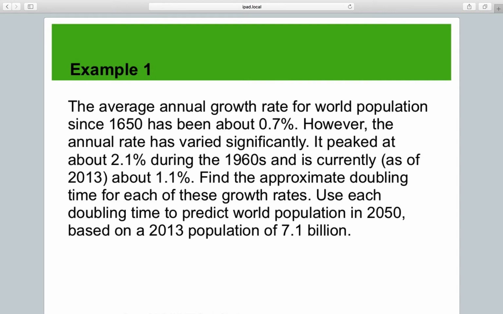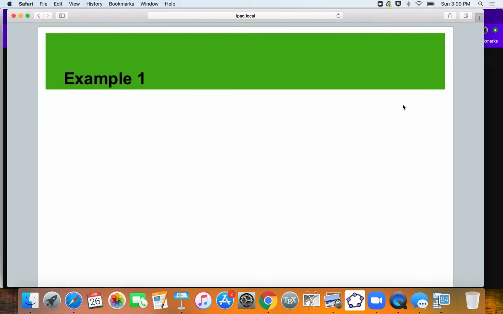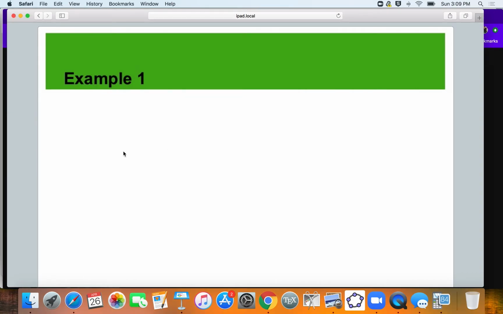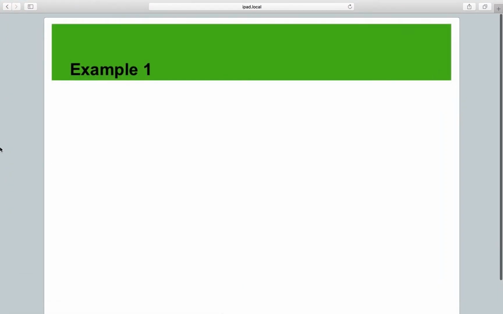Okay, so we are going to need a few of the formulas from section 8B, so I'll remind you of what those are. The first formula that we're going to use is our approximate doubling time formula. Remember that the doubling time is approximately equal to 70 over P, where P is the percentage growth rate. So let's do these for the three growth rates that we have.